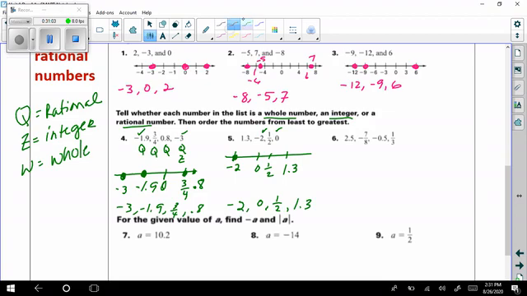Now, classifying them, I'm going to classify them in different colors. I'm going to say this is rational. This is an integer and rational, so Q, Z. 1/2 is rational, Q. And 0 is a whole number. It's an integer. And it is rational.